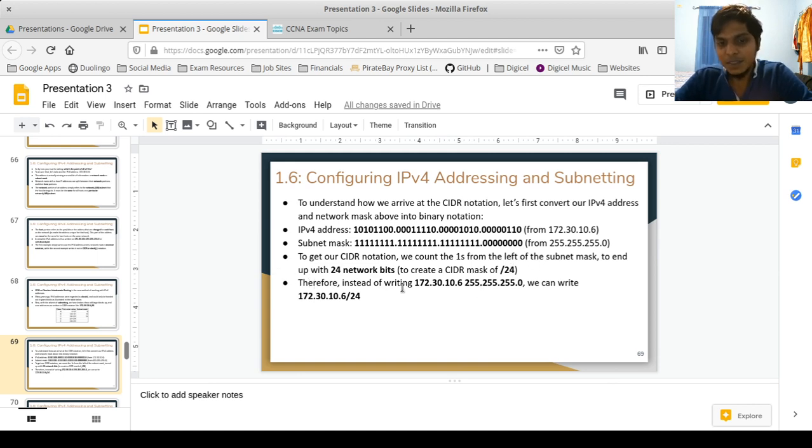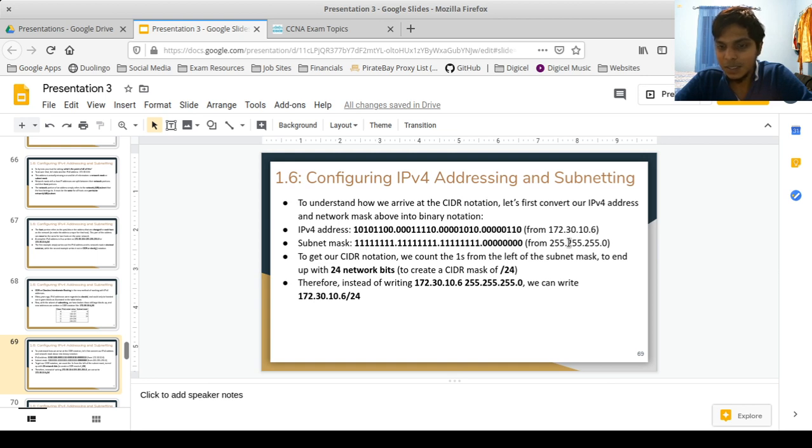Therefore, instead of writing 172.30.10.6 with the mask 255.255.255.0, we can write 172.30.10.6/24. So you see the mapping here, right? 172.30.10.6, same thing here, we just copy that over. For the /24, we convert this into binary.